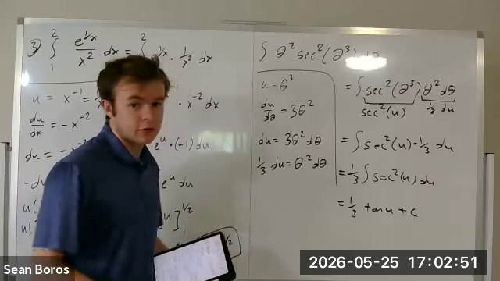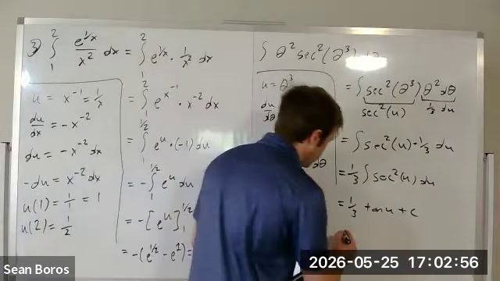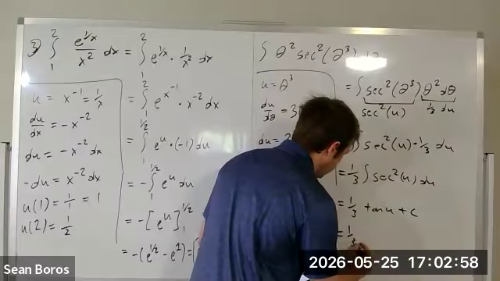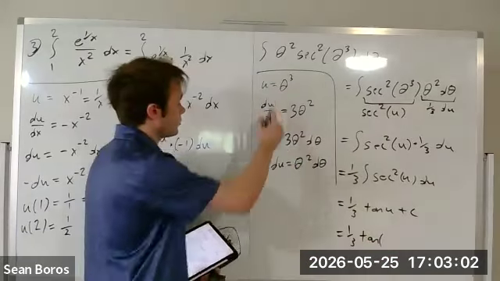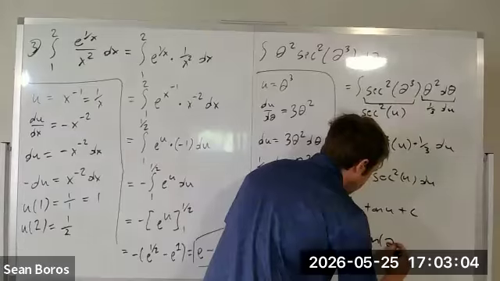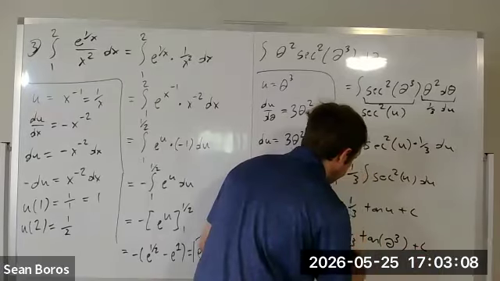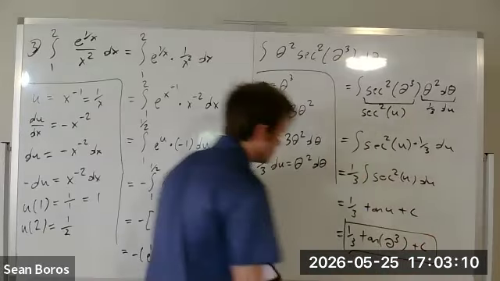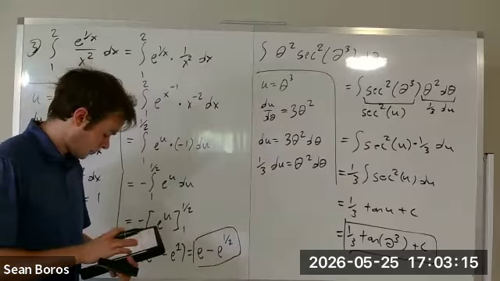And now, as we said, the last step of the problem is that we've got to plug in what u is equal to. So it's going to be 1/3 tangent of u, which we said was theta cubed, plus c. Okay. So this is going to be our answer.